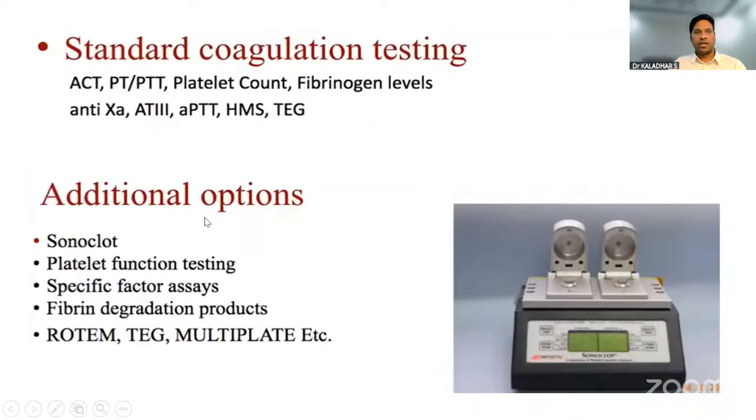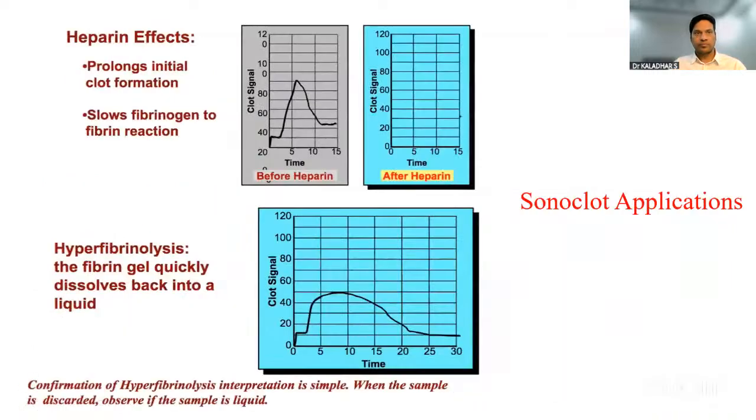So what are the different options? Sonoclot is there, TEG, and ROTEM. These three are generally the ones we will be looking at. If you look at Sonoclot, it is very easy to read. The signature of the Sonoclot compared to others is very easy to read.